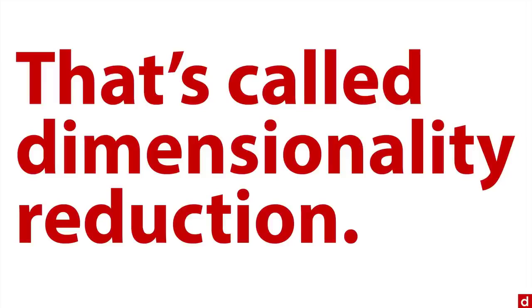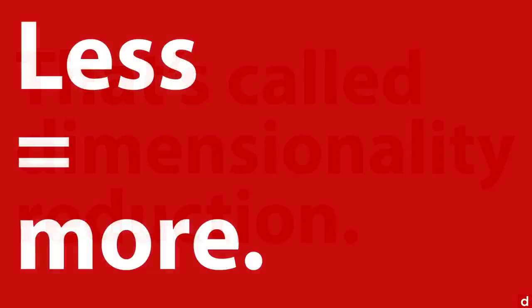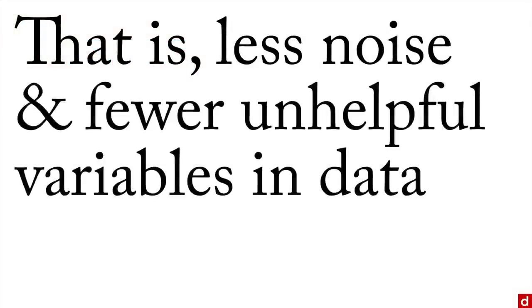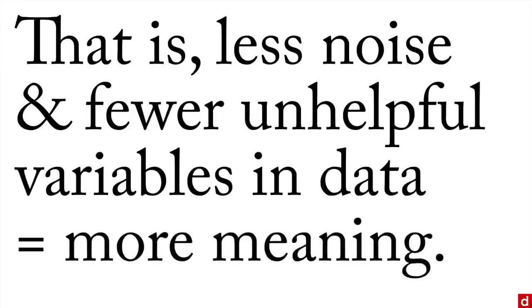Now, in the data world, that's called dimensionality reduction, where each variable is a dimension, and too many variables can actually be really problematic. You're trying to boil things down a little bit, and you can think about the saying, less is more, less equals more. More specifically, less noise and fewer unhelpful variables in your data set equal more meaning, because that's what you're trying to do. You're trying to extract meaning.